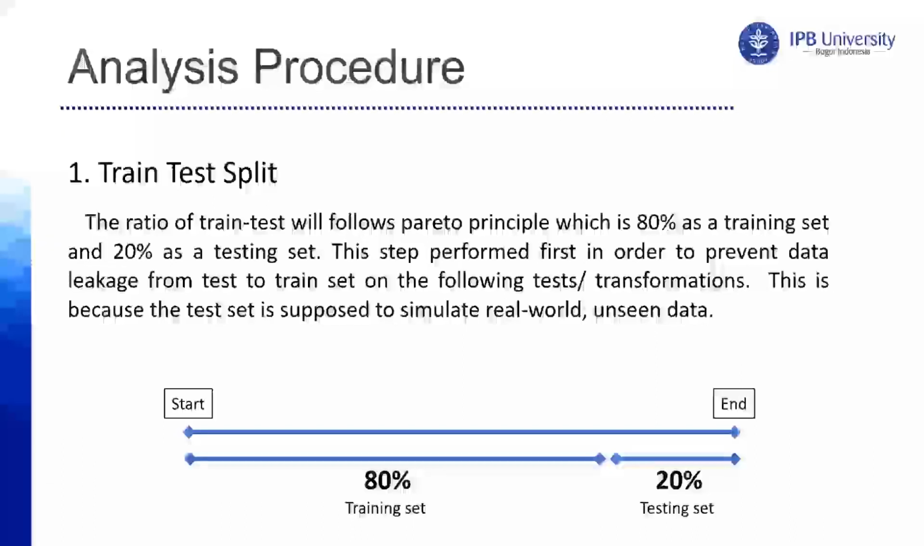The first step, train test split. The proportion is 80% as a training set and 20% as a test set. This procedure is performed as the very first step in order to prevent data leakage from the test data to the training data. This step is expected to really simulate real-world unseen data. The splitting mechanism, of course, will not be done randomly. The first 80% sequence of the data is the training set, and the rest 20% is the testing set.